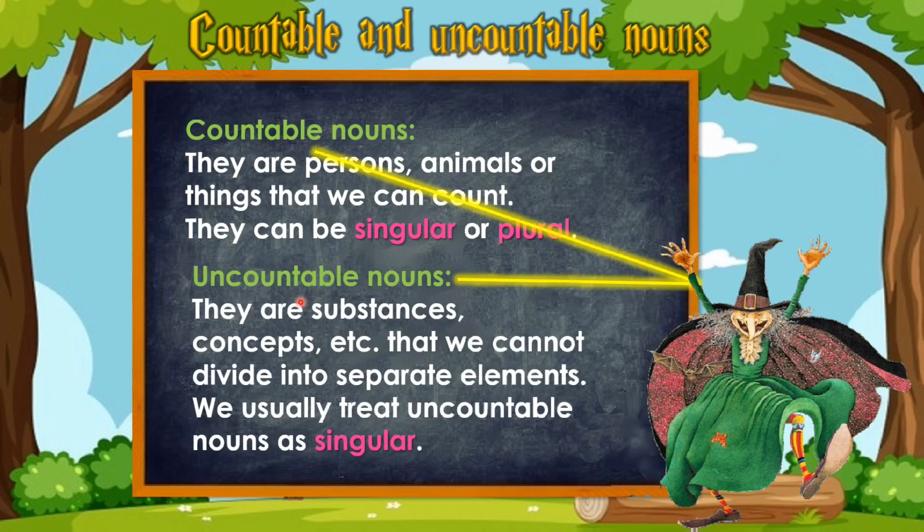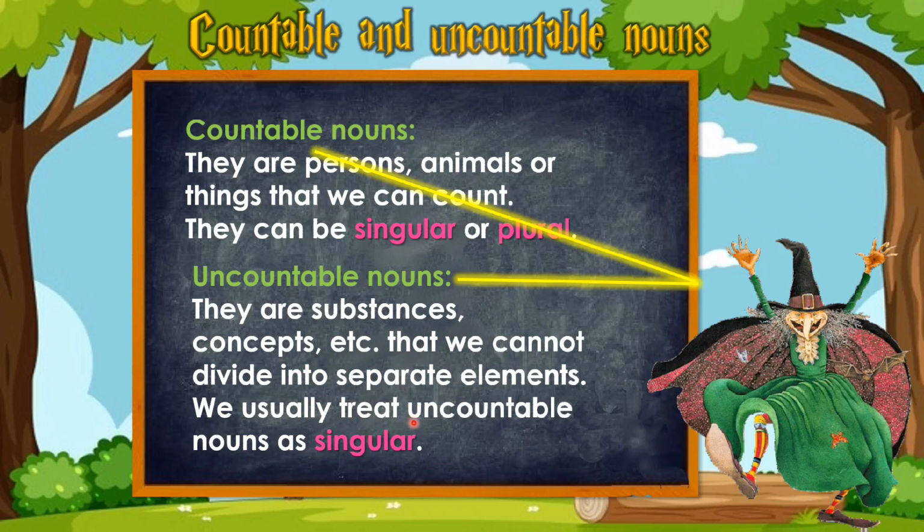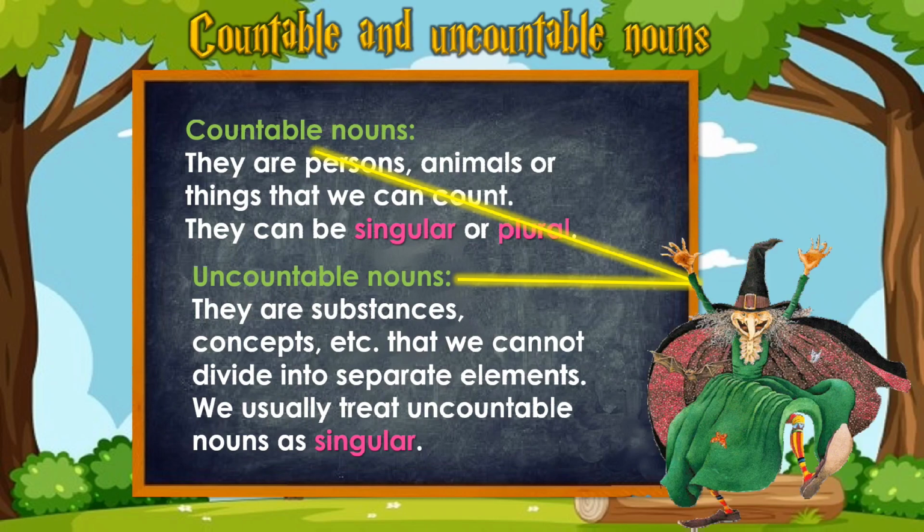And uncountable nouns are substances, concepts, etc. that we cannot divide into separate elements. Usually we treat them as singular. These are the things that we cannot count and cannot separate. So they are uncountable nouns.